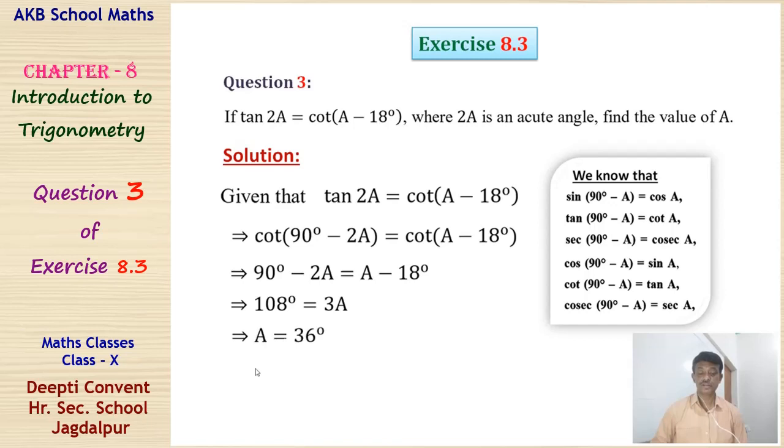3a equals this, so a equals 36. This is the value of angle a. Find the value of a: a equals 36 degrees. The main thing here is that 2a is an acute angle. That's why you can write tan 2a equals this by using this table. Remember this table, because it is very important for solving questions on complementary angles. So that was the solution of question 3 of exercise 8.3.